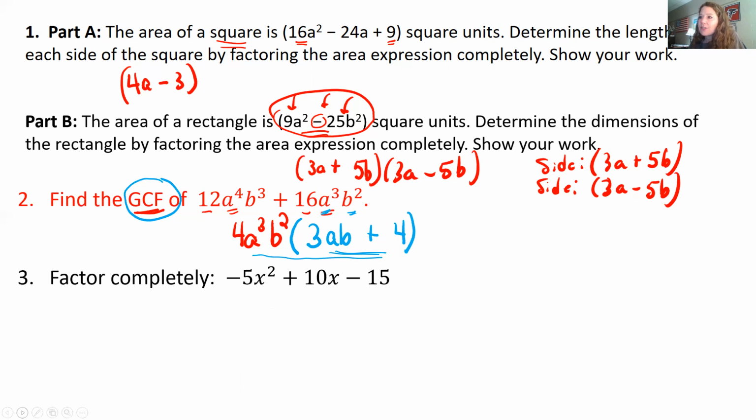This does say factor completely, so that extra part on number 3 is required. So I noticed that these are all divisible by 5. I always want my leading coefficient to be positive, which means I'm going to factor out a negative 5. So if I divide negative 5 by 5, I get 1, and 1 times x squared is x squared, minus 2x minus 3. All right, now I would double check this.